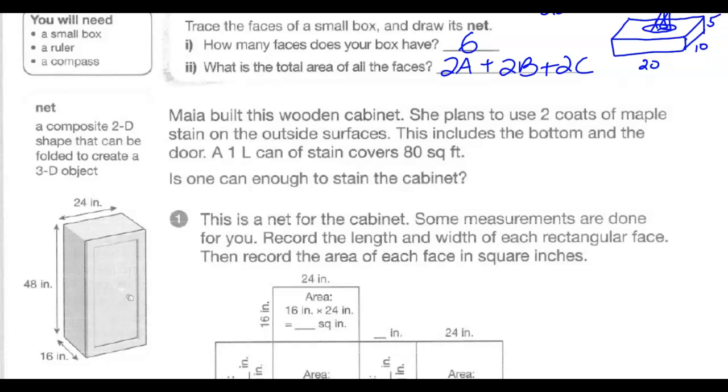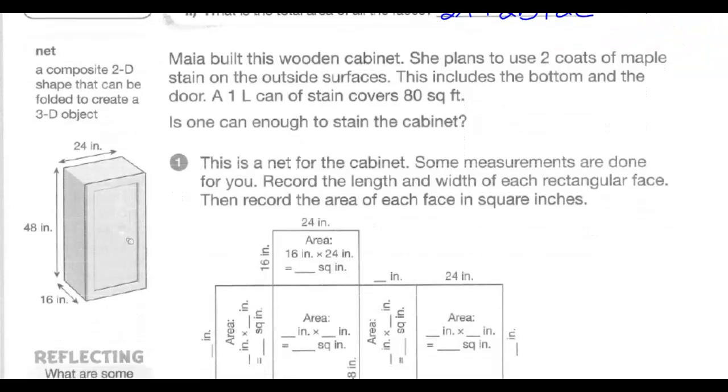Okay, so first example here says, Maya built this wooden cabinet. She plans to use 2 coats of maple stain on the outside surfaces. This includes the bottom and the door. A 1-liter can of stain covers 80 square feet. Is 1 can enough to stain the cabinet? So that's what you'll find in this course, is maybe you've done some calculating of surface area before, but now we're using it in an application.